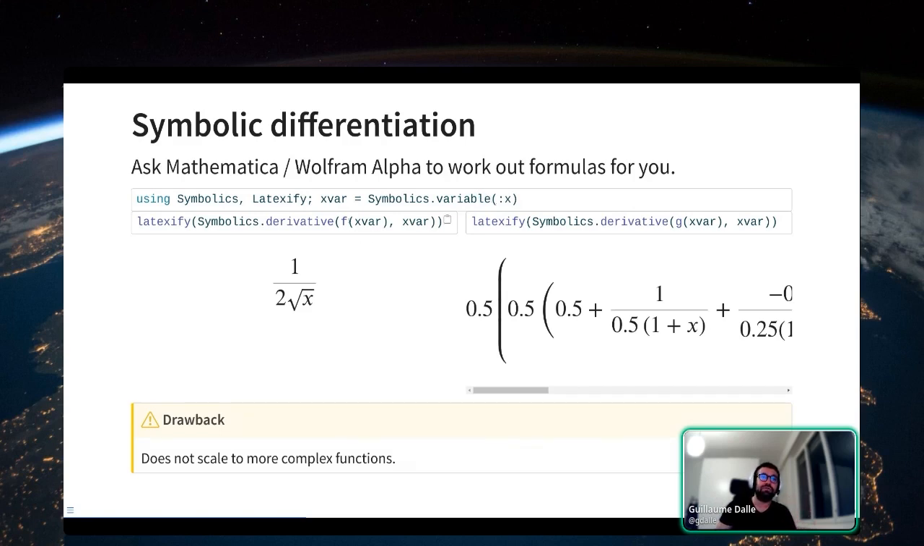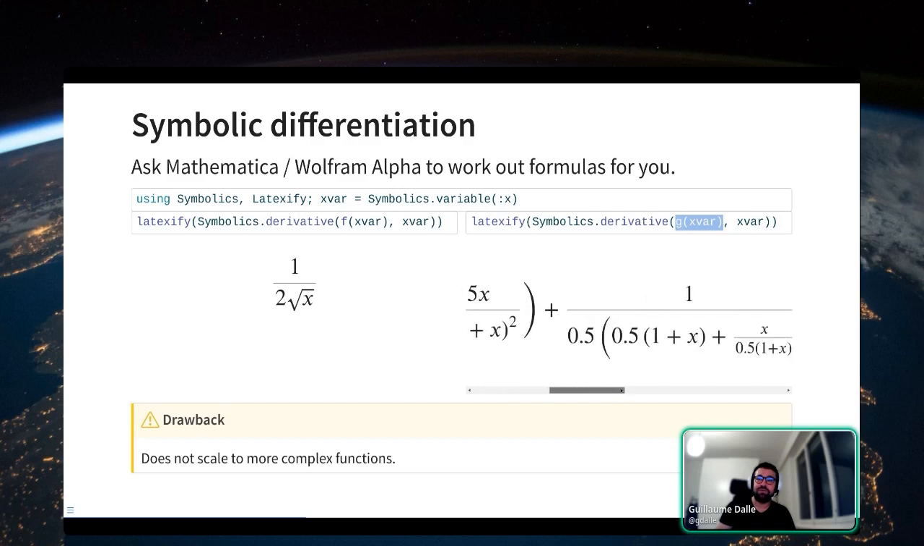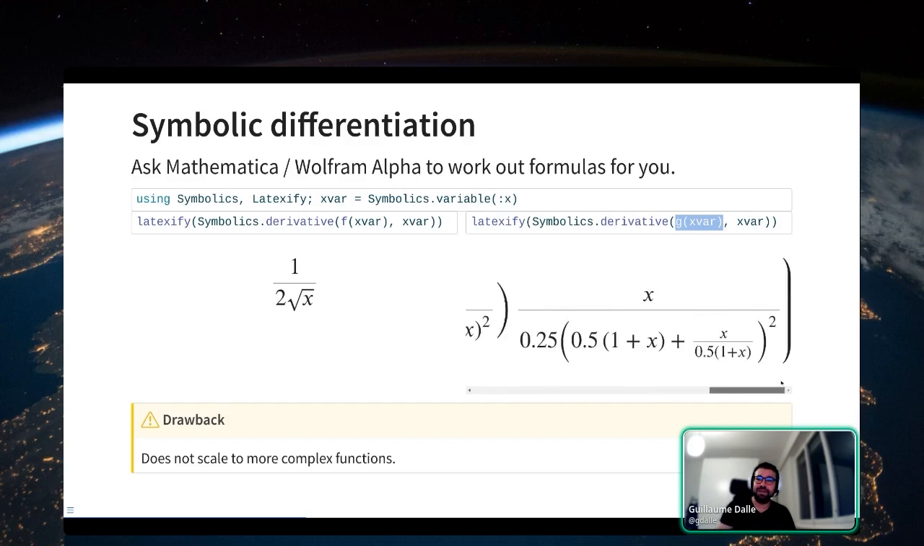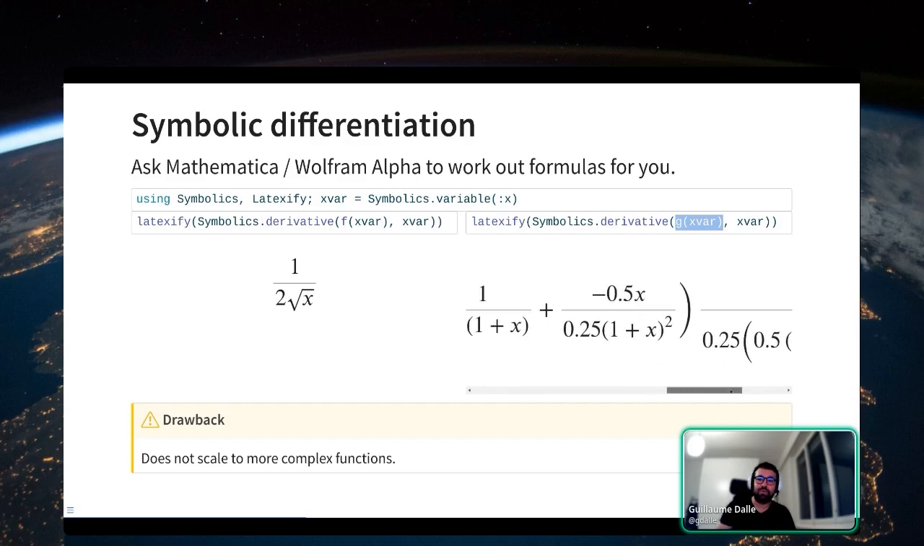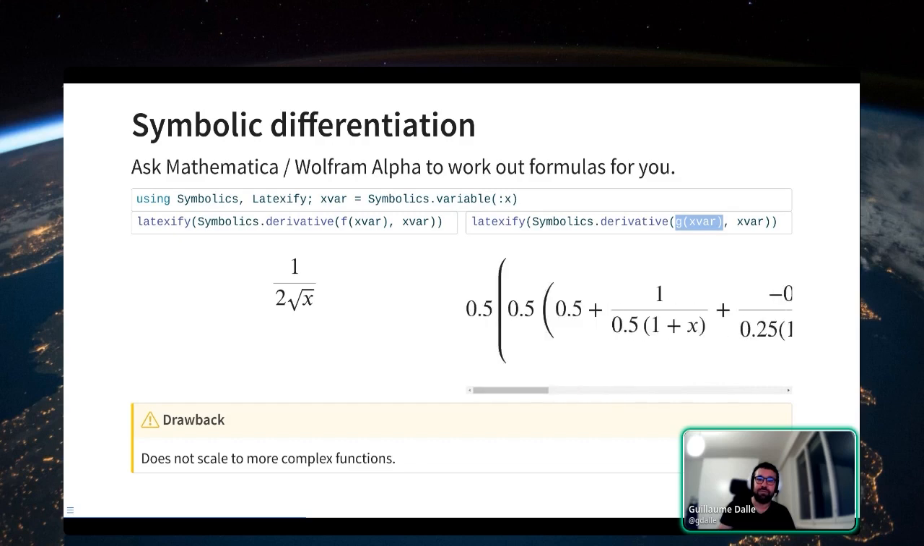So again, when you do it on a simple function like f, you get a simple expression. But when you do it on a complicated function with loops, then you get this expression, which scrolls all the way to the right here. And as you can see, it's only going to get more complicated the more iterations you put in your loop. So the problem here is what's called expression swell. This symbolic differentiation thing, even when you try to simplify, it usually doesn't scale up to more complex functions.